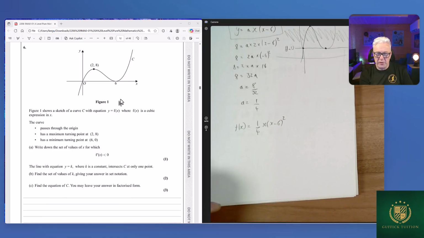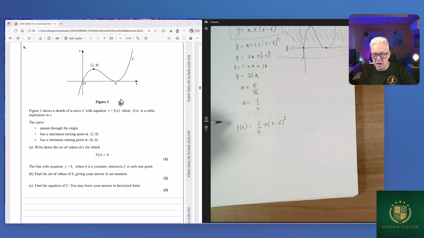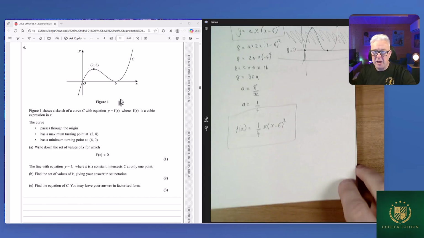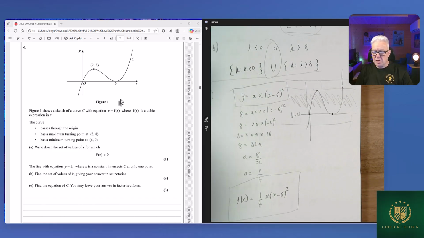Therefore, the full equation of the curve is f of x is equal to one quarter x times (x minus 6) all squared. But the key idea there was including this term a, which accounts for a stretch parallel to the y-axis, which they had in this case of scale factor one quarter.